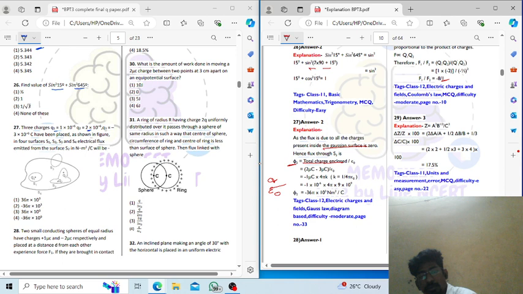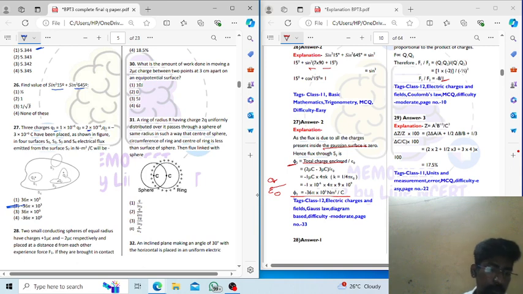So 2 minus 3 by epsilon naught will become minus 1 by epsilon naught. The k formula is 1 by 4 pi epsilon naught, so epsilon naught will become 1 by 4 pi k. The value of 1 by 4 pi epsilon naught is 9 into 10 to the power 9. If you put all the values, you will get phi 2 equals minus 36 into 10 to the power 3. That means option number 2 is the correct one.